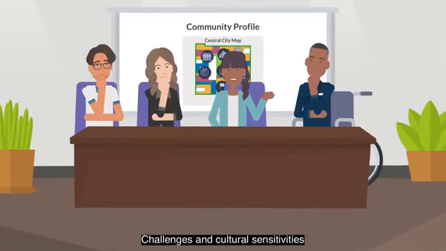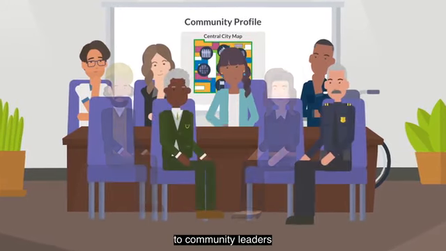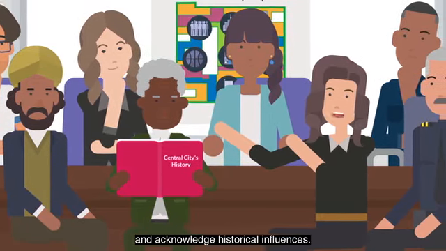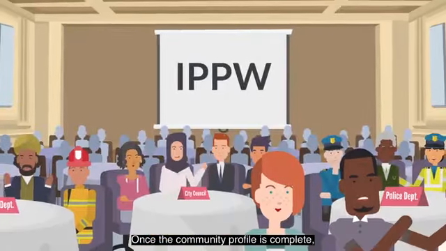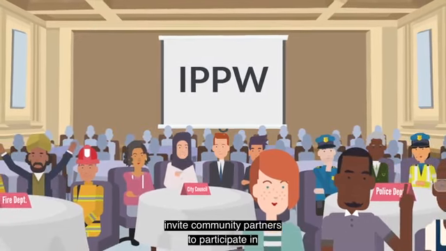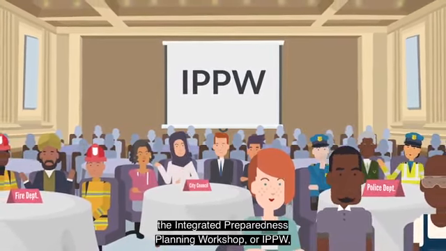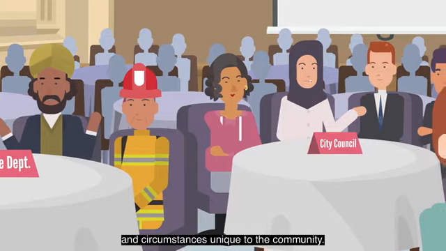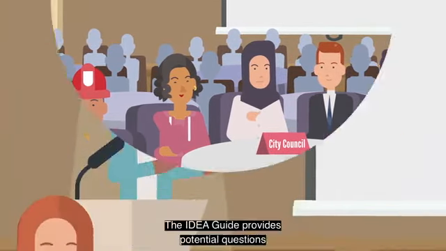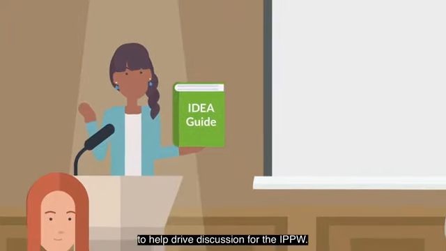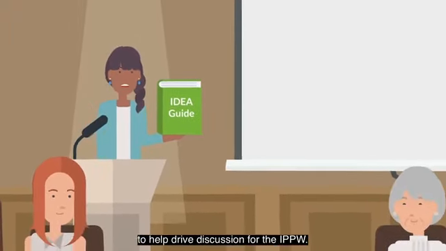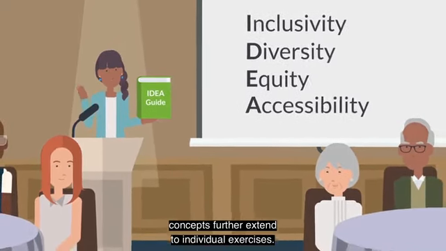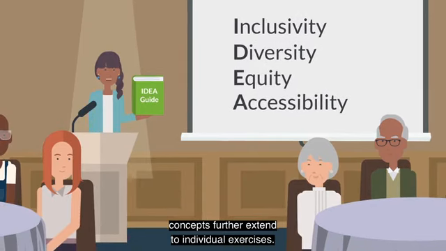Challenges and cultural sensitivities can be identified by talking to community leaders and subject matter experts to gain a deeper understanding of their perspectives and acknowledge historical influences. Once the community profile is complete, invite community partners to participate in the Integrated Preparedness Planning Workshop, or IPPW, to identify and discuss issues, concerns, and circumstances unique to the community. The IDEA Guide provides potential questions to help drive discussion for the IPPW. Opportunities for inclusivity, diversity, equity, and accessibility concepts further extend to individual exercises.